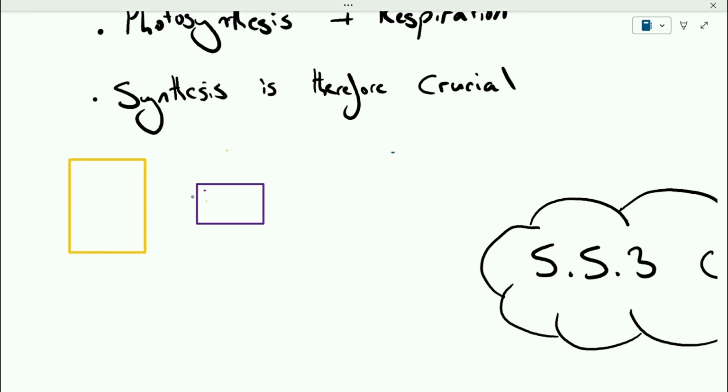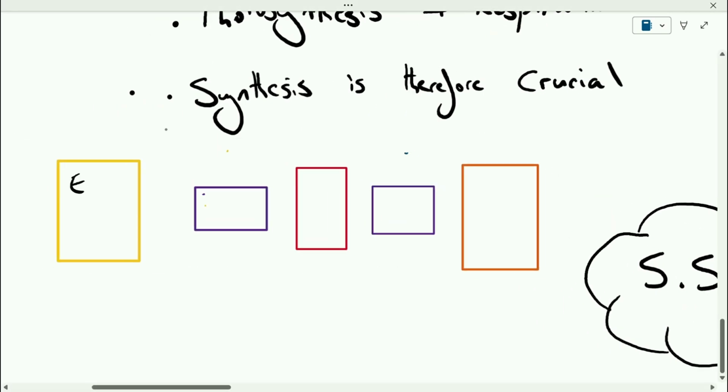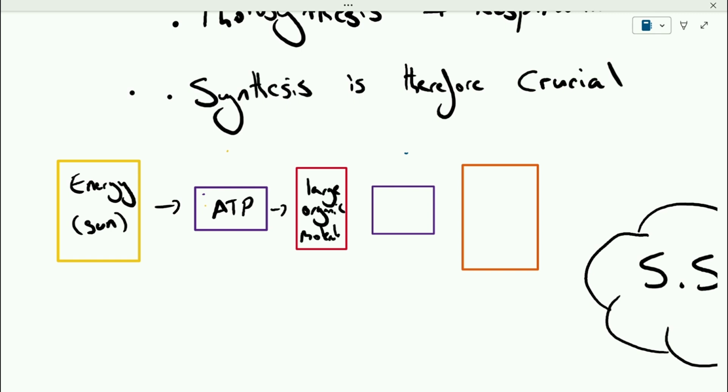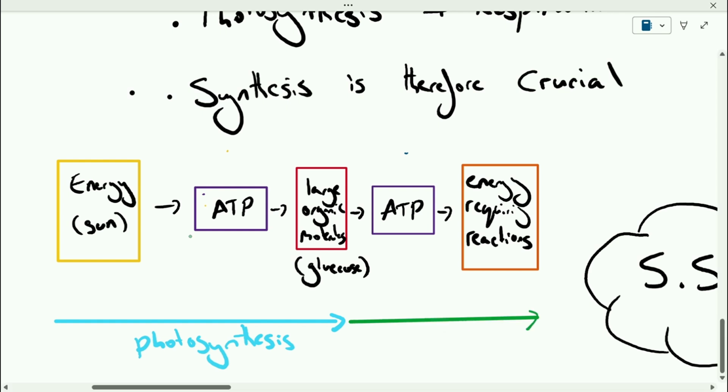If we look at the diagram, we can see a quick overview of what is happening. So in photosynthesis, light provides the energy needed to build organic molecules like glucose. This energy is used to form the chemical bonds in ATP, which are then broken to release the energy needed to make bonds as glucose is formed.